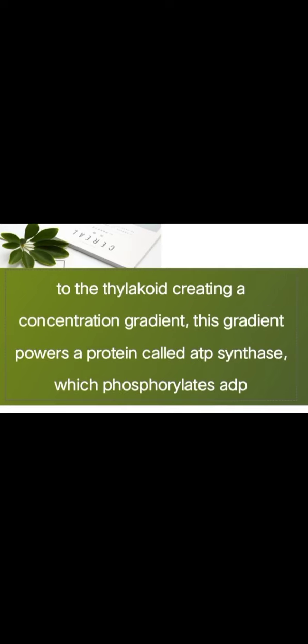While this oxygen gas is a byproduct of photosynthesis, it is an important input to the cellular respiration pathways. As electrons pass through the electron transport chain, the energy from the electrons is used to pump hydrogen ions from the stroma to the thylakoid, creating a concentration gradient. This gradient powers a protein called ATP synthase, which phosphorylates ADP to form ATP.